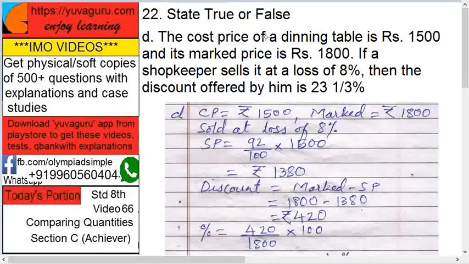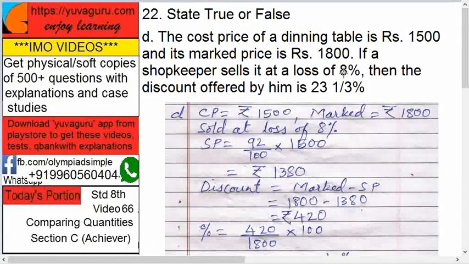Okay. What is the cost price? 1500. What is the selling price? Means marked selling price 1800. Now he is selling at a loss of 8%. So 8% will be reduced on what? 1800 or 1500? So it will be reduced on 1500. Why? Because he is selling at a loss.